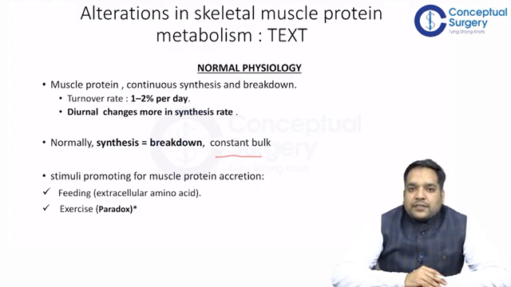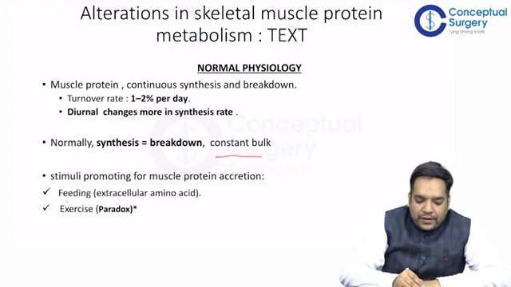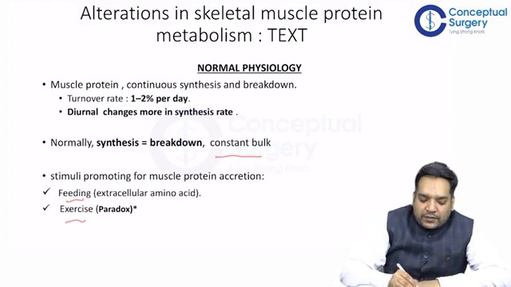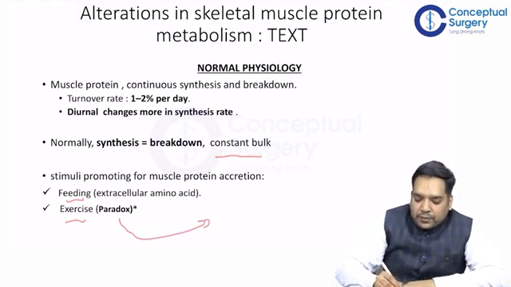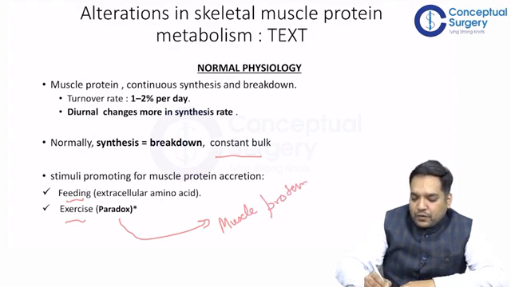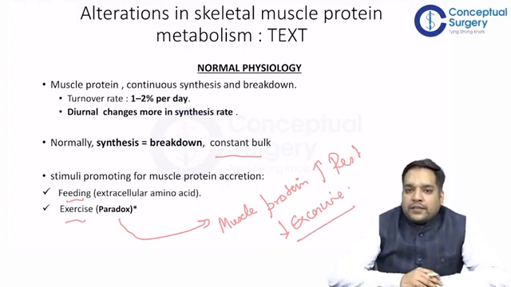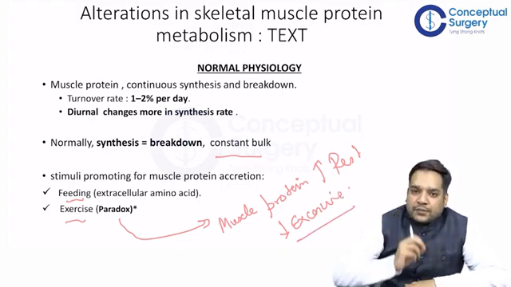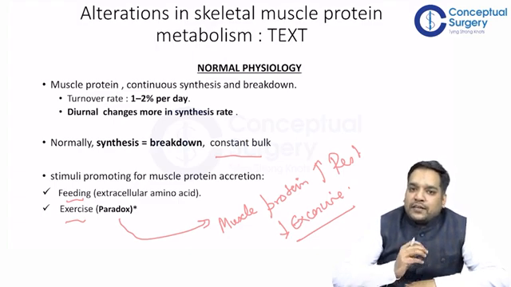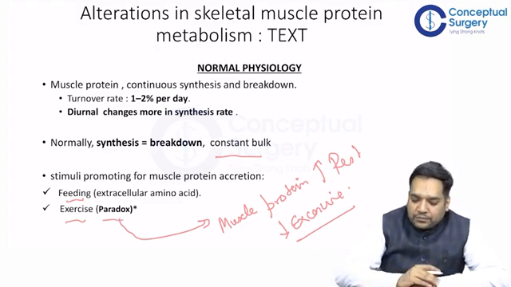There are two factors which promote muscle protein accretion: number 1, feeding of amino acids, and number 2, exercise. There is a paradox seen with exercise, which is that muscle protein synthesis is increased during rest and depressed during exercise. That is why in a workout the rest period is very important, because during this rest period muscle protein synthesis increases. So please remember this paradox.